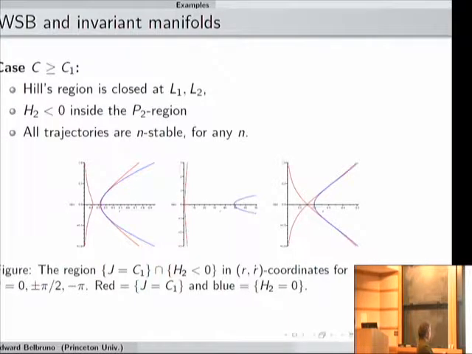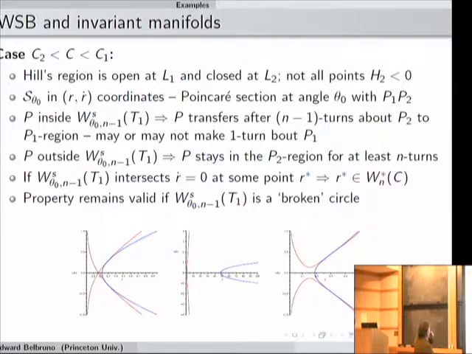There's more you could say here. The blue is the surface H2 equal to 0. Okay. This gives an idea of what the dynamics is like when you're in these regions.